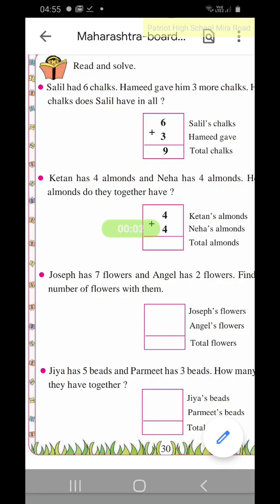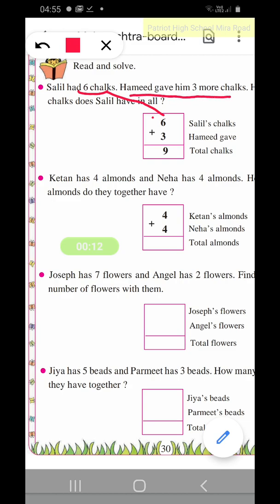Read and solve. Salil had 6 chalks. So we write 6 over here. Hamid gave him 3 more chalks. We write that here. So Salil's chalks, Hamid's chalks.